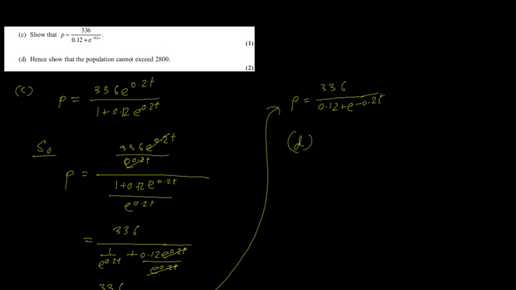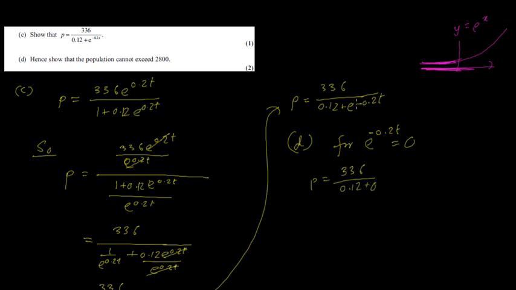Now you remember that y equals e to the power x looks like this. So it's always above the x-axis. It cannot be equal to 0 because it is always above the x-axis. So if you write e to the power minus 0.2t, this is negative, so it doesn't really matter, equals 0. If I put 0 here, P would be equal to 336 divided by 0.12 plus 0. So 336 divided by 0.12 is 2800.